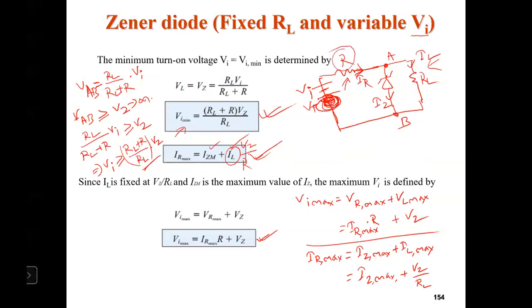Once you have this IR max, you can find your VR max plus VZ. That is, Vi max equals VR max plus VZ, and this VR max equals your IR max into R. So these are the formulas that are there. We'll see in one problem how to use them.